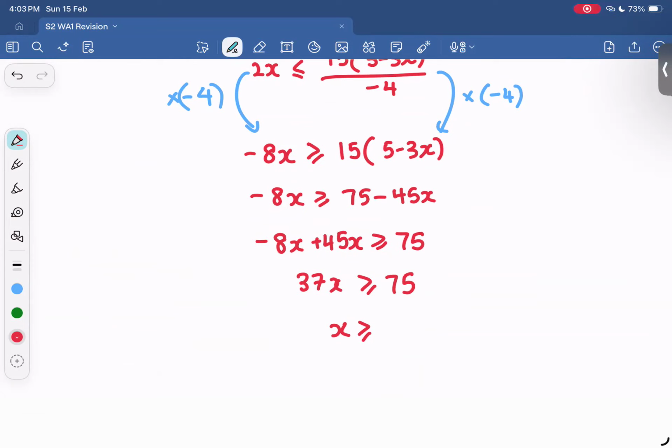Okay, I know some of you guys may have used the fraction, right? But for this kind of question, I would advise you guys to use decimals to express your answers. So it will just be 2.027027 and so on.